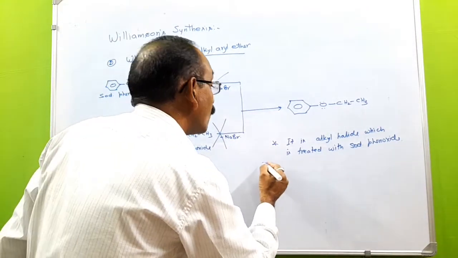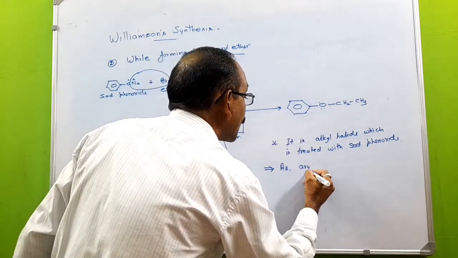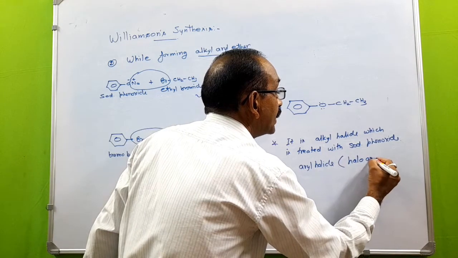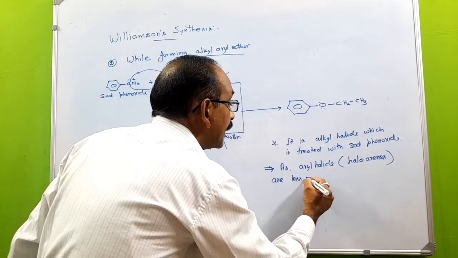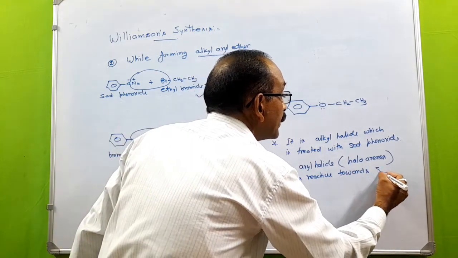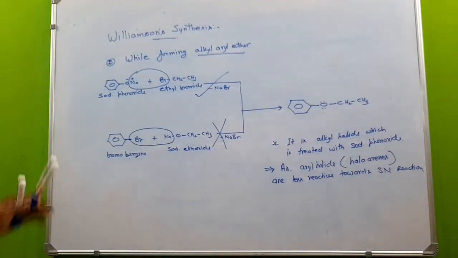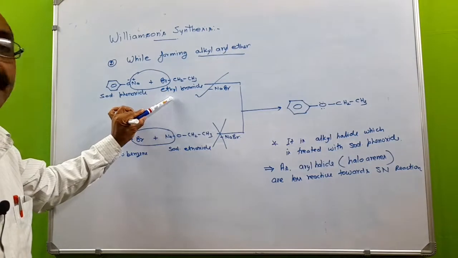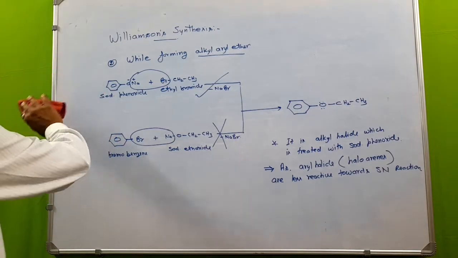So the reason why is that aryl halide, or we may call it haloarene, haloarenes are very less reactive towards nucleophilic substitution reaction. That's why, while forming alkyl aryl ether, it is alkyl halide which is treated with the sodium phenoxide. One more limitation is here.